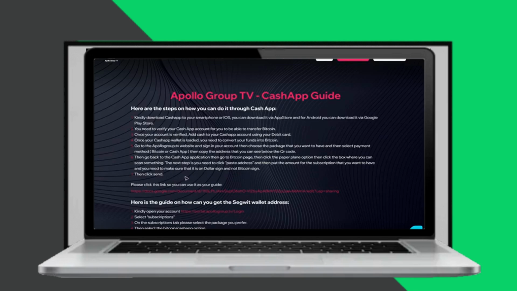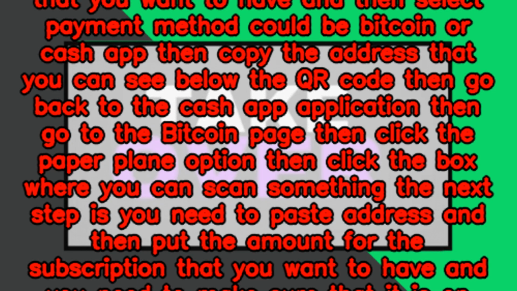The next step is you need to paste the address and then put the amount for the subscription that you want to have, and you need to make sure that it is on dollars and not the Bitcoin sign. Once done, click on send, and that is it.